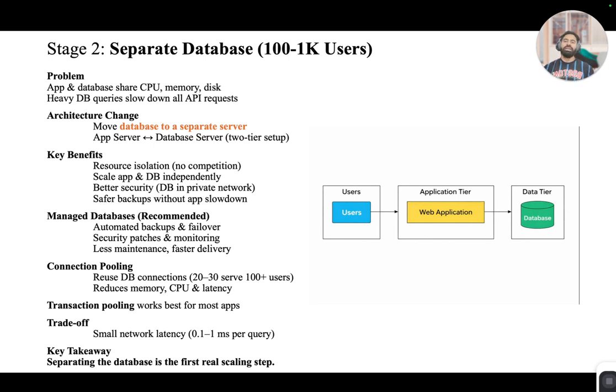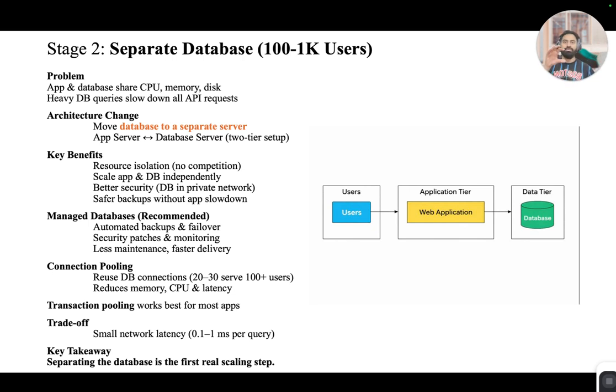And now let's discuss the first scaling move. The solution is simple. Move the database to a separate server. Earlier in stage 1, we kept the database and your web application on a single server. But now with stage 2, when the users increase, we will move the database to a separate server.